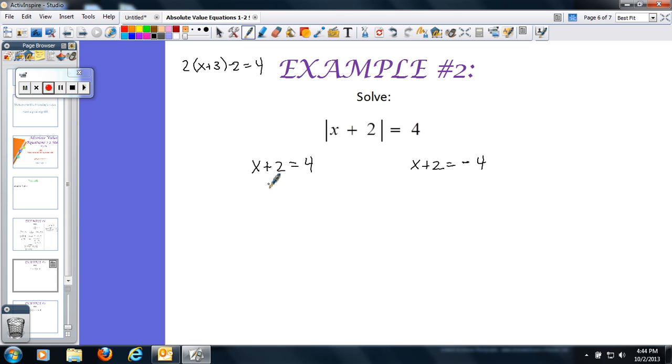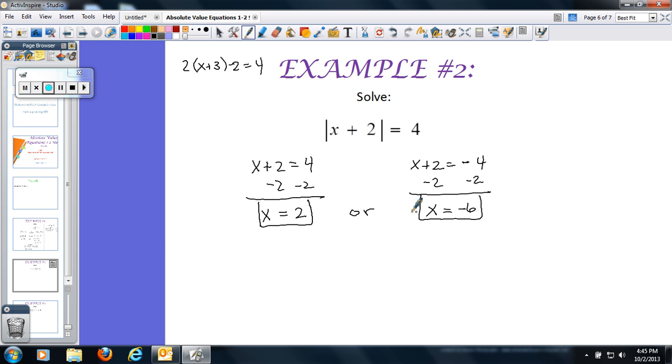Now you're going to solve for the variables. Subtract 2, and you get x equals 2. And here you're going to subtract 2 and subtract 2, and you get x equals negative 6. So it's x equals 2 or x equals negative 6.